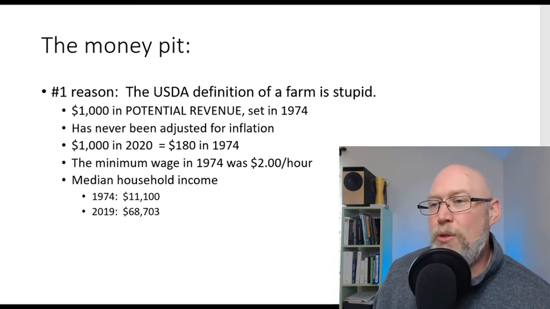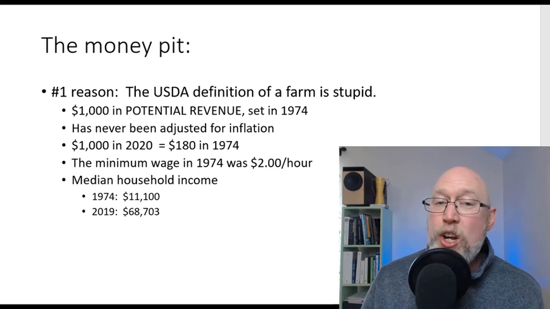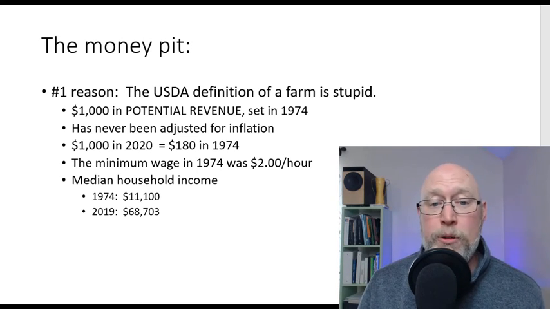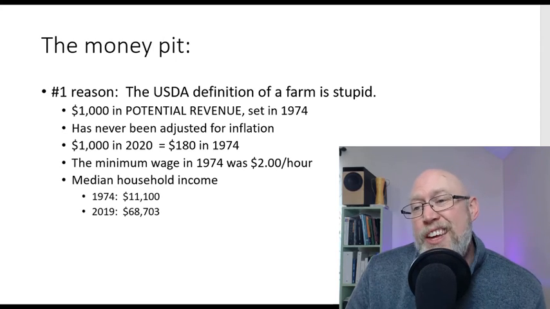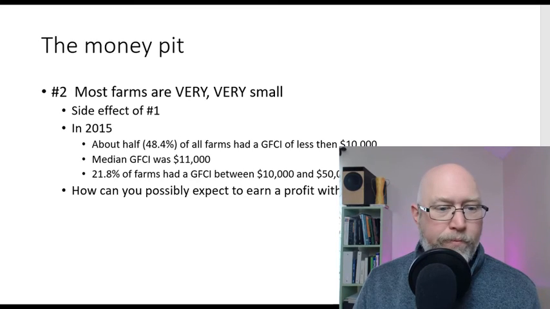Well, what's $1,000 out of $68,000? What's that as a percentage? It's trivial. So the number $1,000 is just absurdly small. It's a stupid number, complete nonsense. $1,000 in potential. What does that even mean?